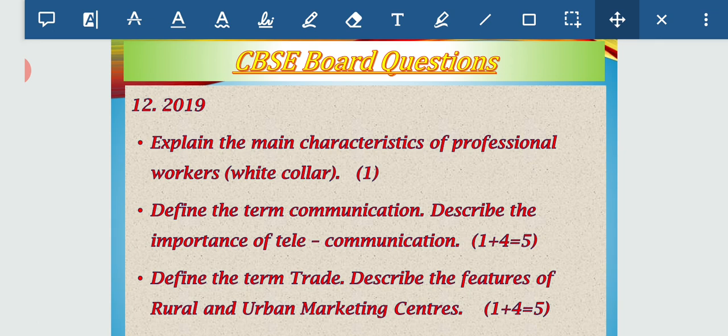Define the term communication and describe the importance of telecommunication. Now, the term communication, as I already discussed, is a service that involves the transmission of ideas, messages, and facts. Now, what is the question? Importance of telecommunication.